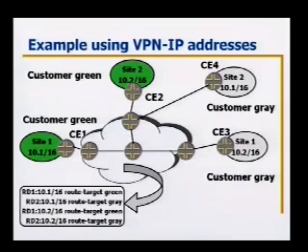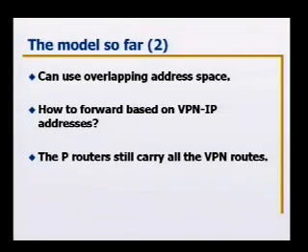So let's see the same example as before with route distinguishers this time. We have the two sites of customer green and two sites of customer gray, and they're using the same addresses inside each site. As the PEs attach a route distinguisher to each address, these addresses become unique, and in the middle of the network we have no problem carrying them all. Now what happened is that I exchanged one problem for another. I fixed the problem of the overlapping address space, but I introduced a new one. Namely, I don't know how to forward based on VPN IP addresses.